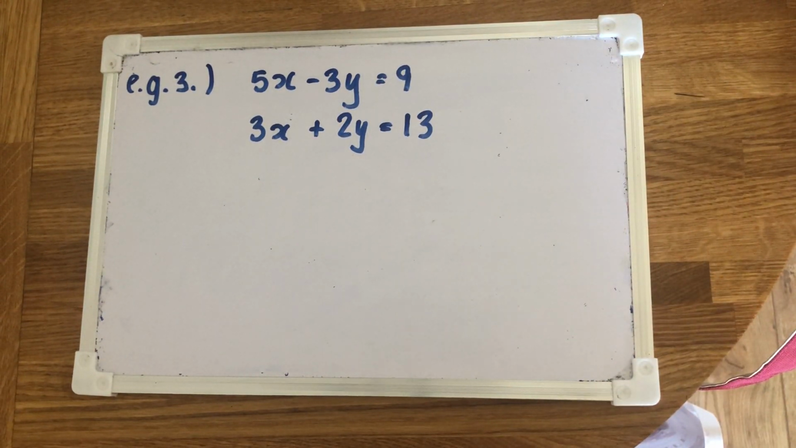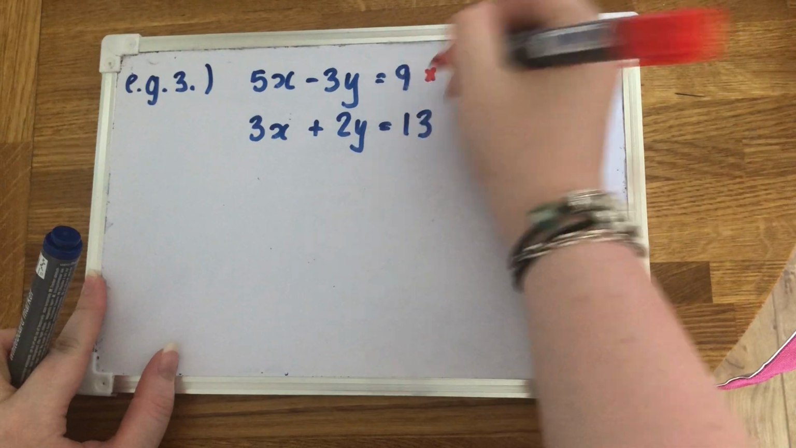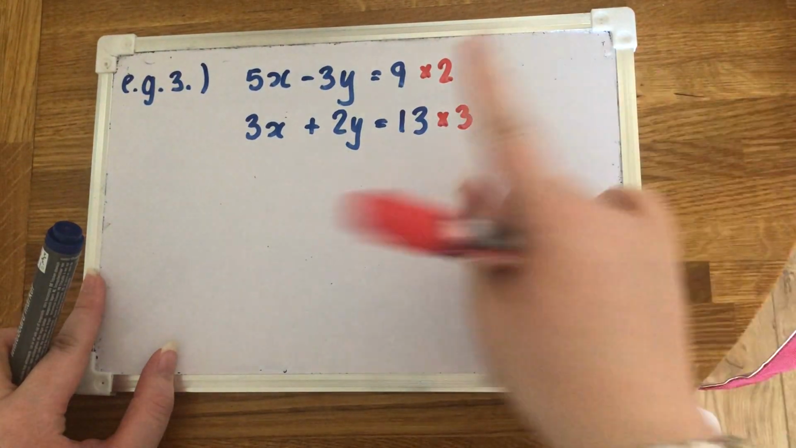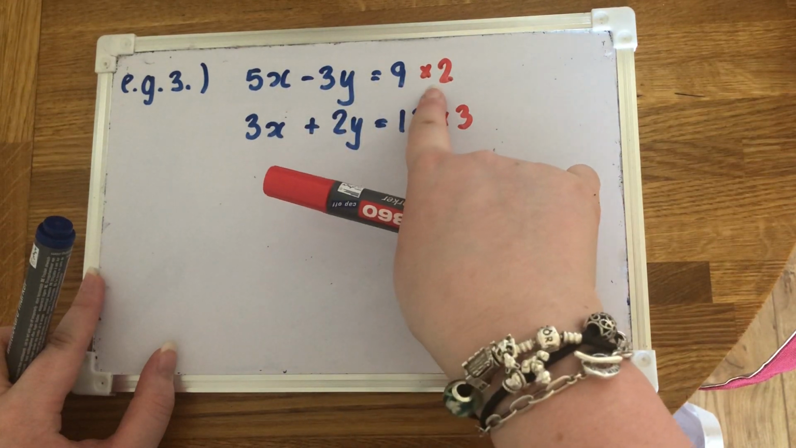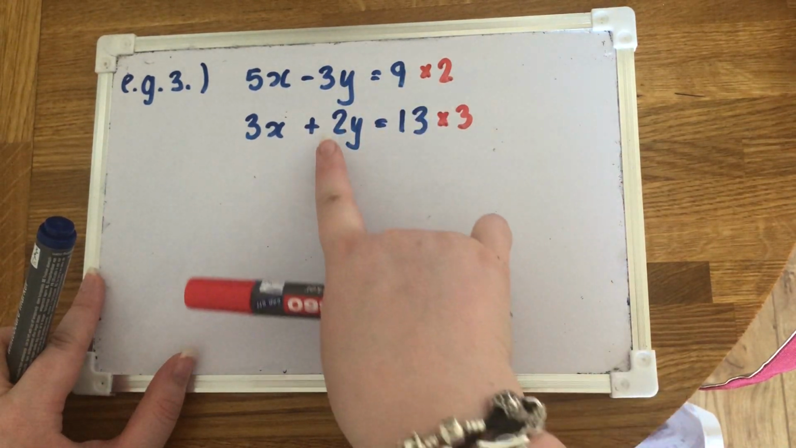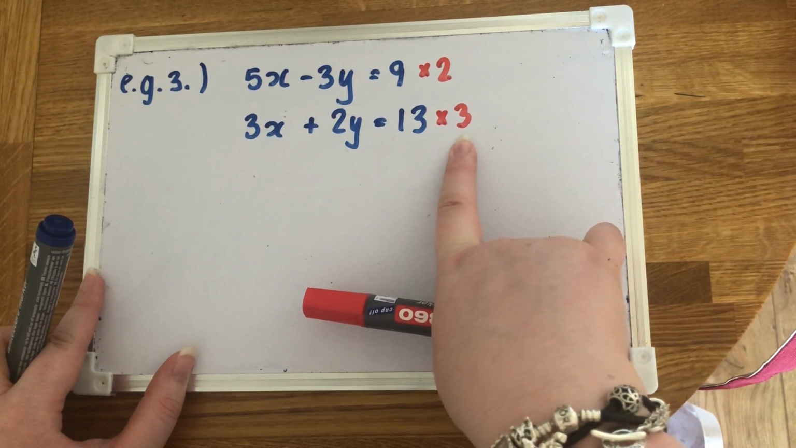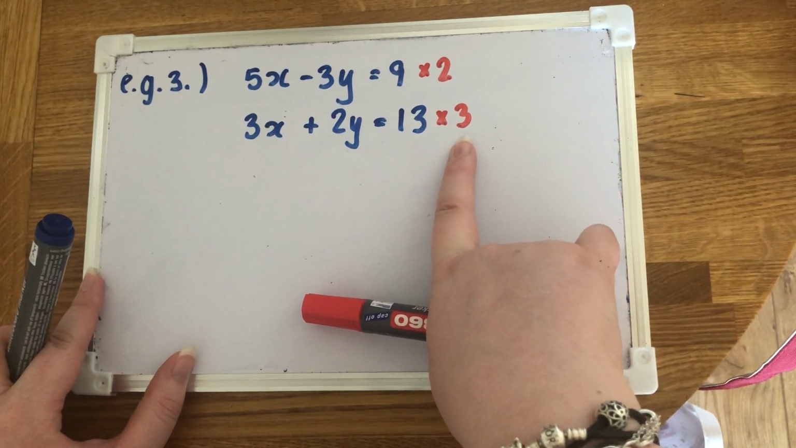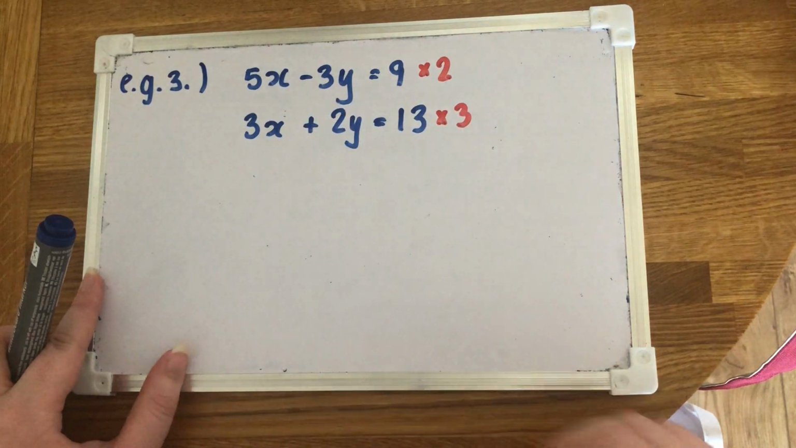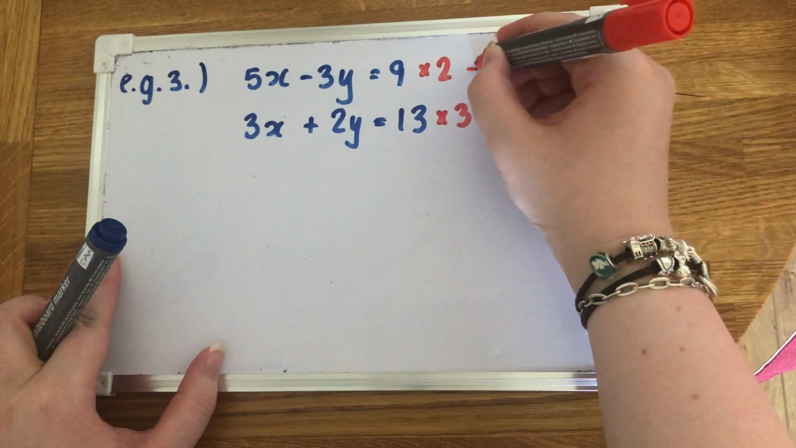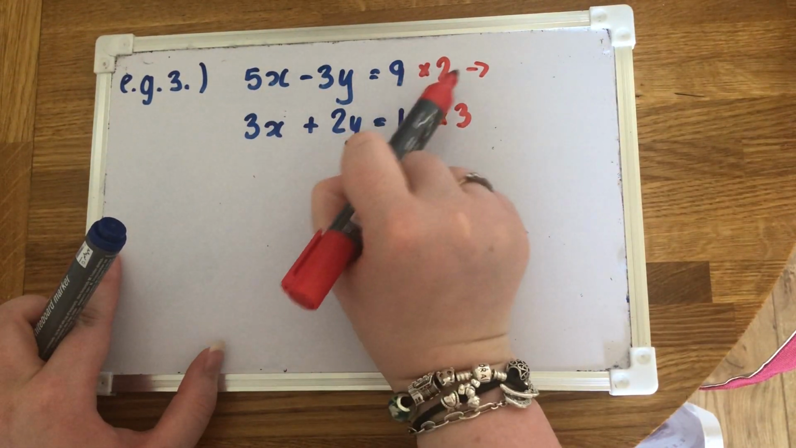So if I multiplied this one by 2 and multiplied this one by 3, negative 3 times 2 would give me negative 6y. And plus 2y times by 3 would give me positive 6y. So it would be like the one we've just done, where although the sign's different, there will be the same number of y's. Okay, so when we do this bit, make sure you multiply everything by 2.